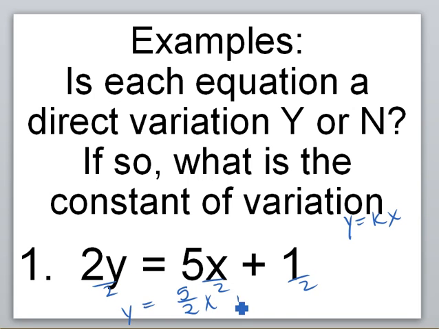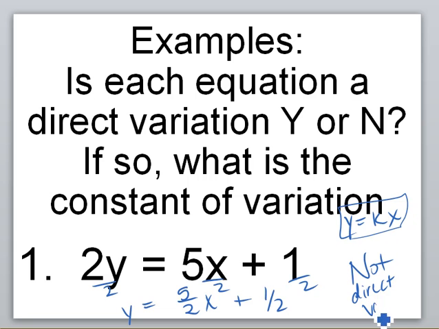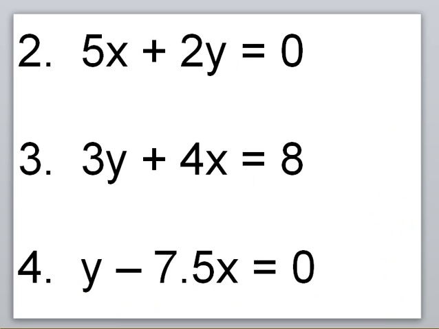Notice that I have this plus on the end. There is no addition or subtraction signs in direct variation. So this is not direct variation. Look at the next one.